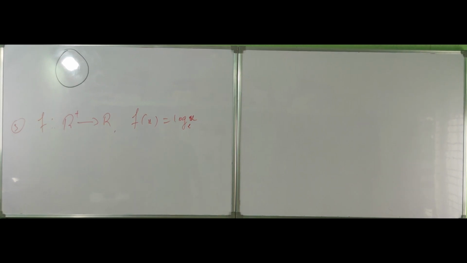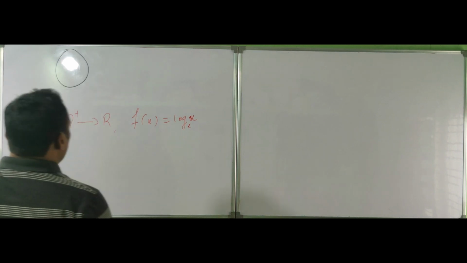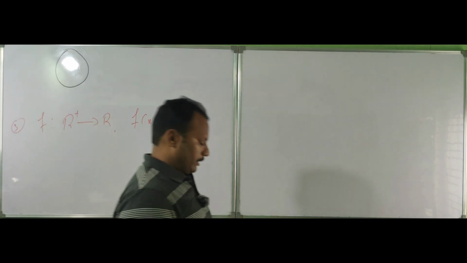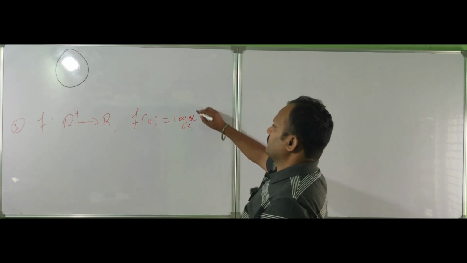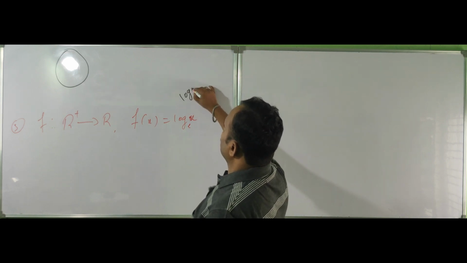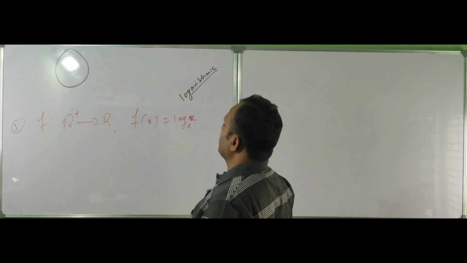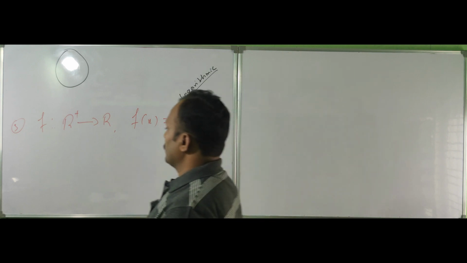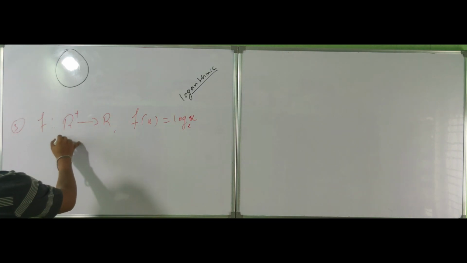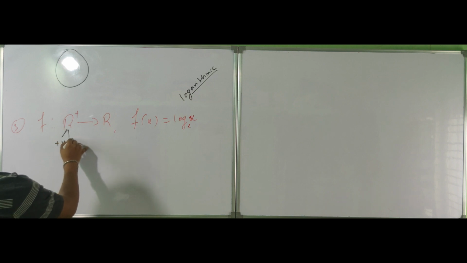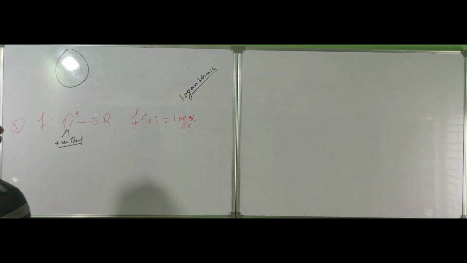Next question: the function from R plus to R, f of x equal to log of x to the base e. It's called the logarithmic function. Here, the domain is positive real numbers, and the range is R itself. The first question they ask is, what is the range of f?